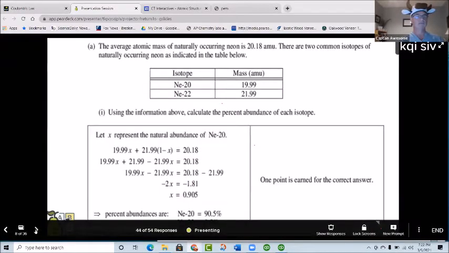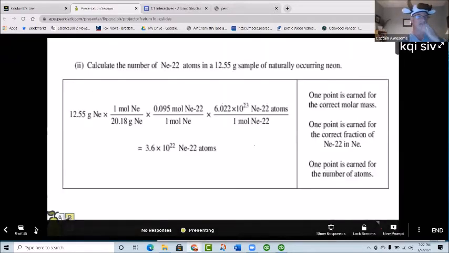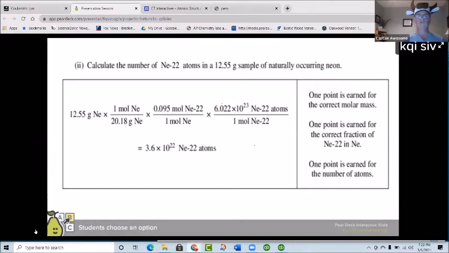Now let's go on to this other part II. This is how you calculate the number of neon 22 atoms. So first thing we do is change grams to moles. The molar mass of neon is 20.18, and we would get that off of the periodic table. And then the trick here was knowing that 9.5% of them were neon 22s. And then multiplying it by 6.022 times 10 to the 23rd.